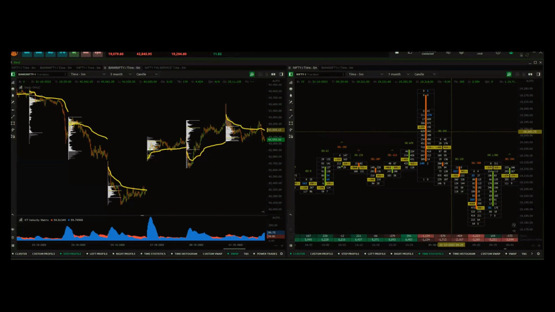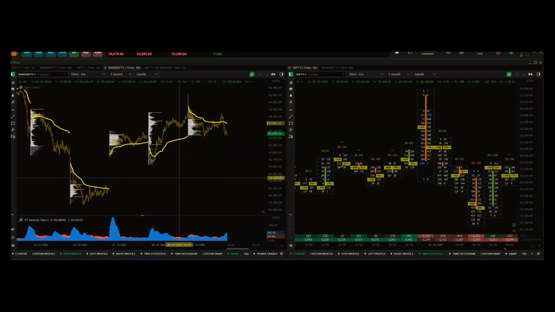Range bound, sideways, or no trend, how to identify those? There are multiple ways to identify those, Arvind. I personally use volume profile, order flow, and also my own tools to understand that.